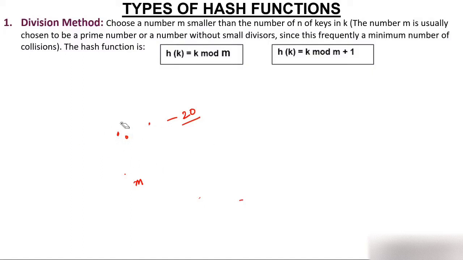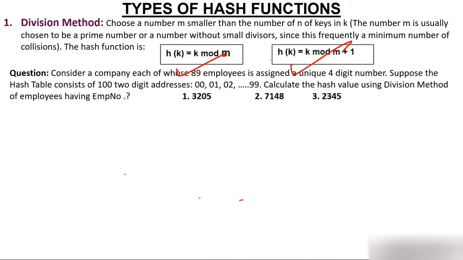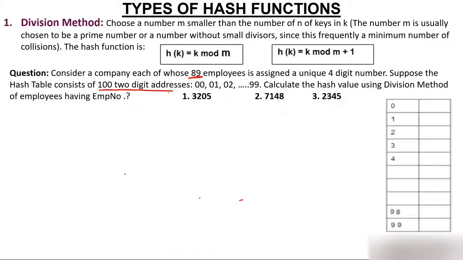I will not read the above lines, because I've already explained everything. I'll use this mod function to solve the question. Now this is the question: consider a company with 89 employees, and I have given a 4-digit number to each of my 89 employees. Suppose the hash table contains 2-digit addresses, from 00 to 99. Calculate the hash value of the employee number using the division method. You are given 3 questions on the division method.